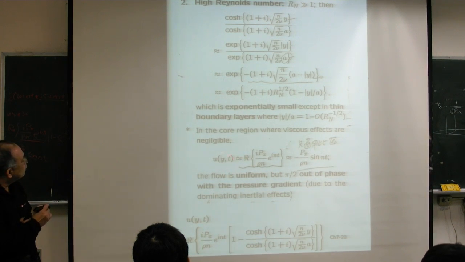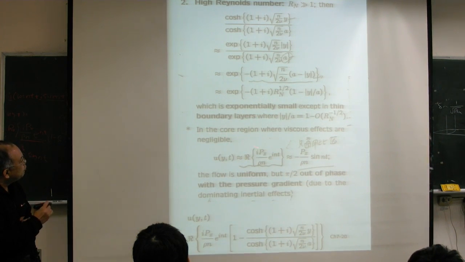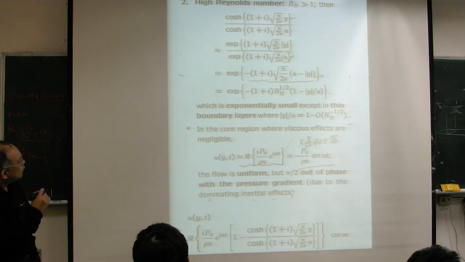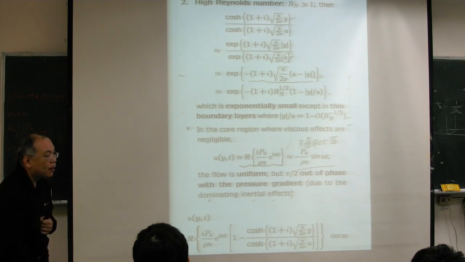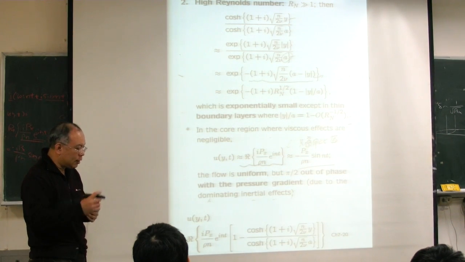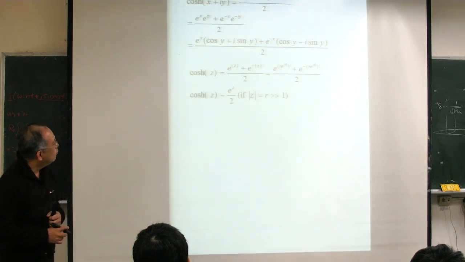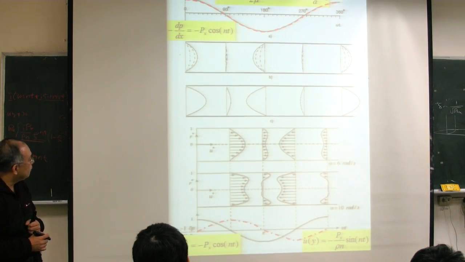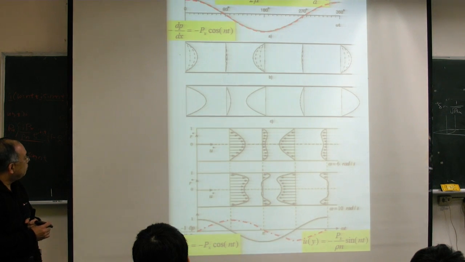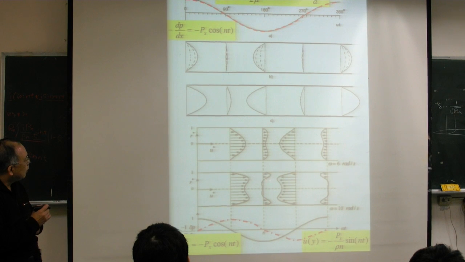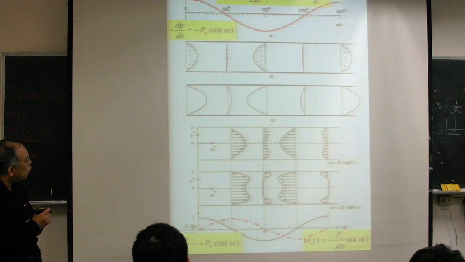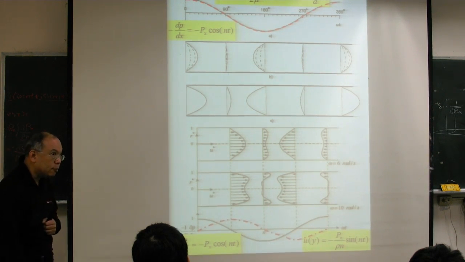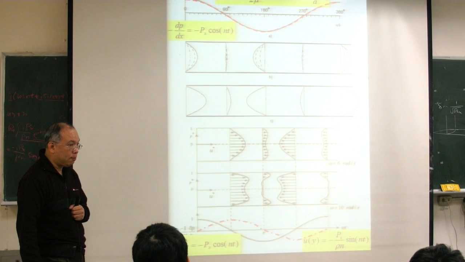Within the boundary layer region, we didn't discuss it here, but if you consider that, it will be a function of y. Sometimes this function of y will also look like this, as you can see here. Sometimes you have forward flow within the boundary layer, but in the core region you have reverse flow. Sometimes this happens within pulsating pipe flow.